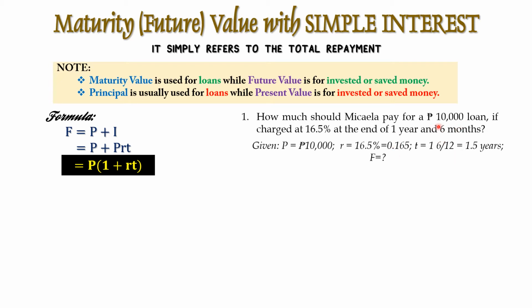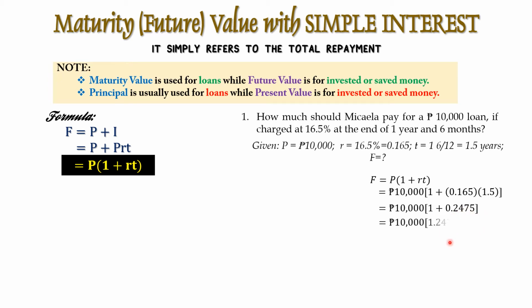So, idugtong lang natin yan. That is 1 and 6/12 years. That is equal to 1.5 years in decimal form. And then the future or maturity value is unknown. Then using the formula, ito, and then plug in the values. The principal, 10,000. Quantity 1 plus the rate, 0.165 times the time, which is 1.5. Okay, multiply natin itong dalawa. So, we're gonna have here 0.2475 and then add 1. We're gonna have 1.2475 multiplied to the principal amount.